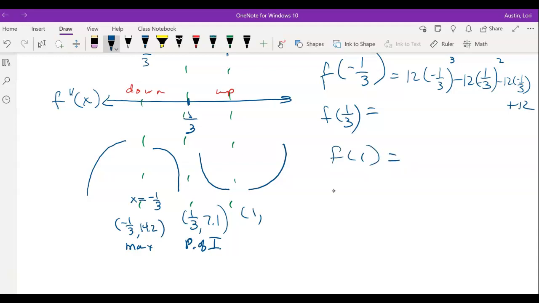So f of 1/3 we said was 7.1. And f of 1 is 12 minus 12 minus 12. 0? 0. Okay.